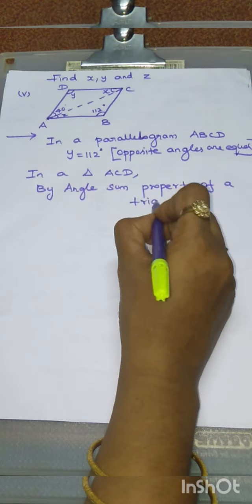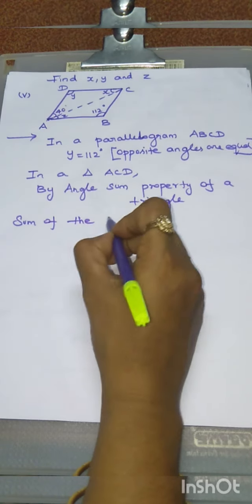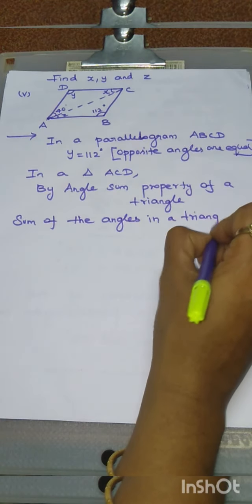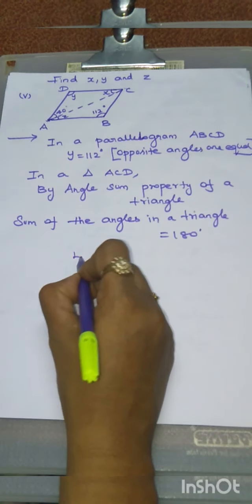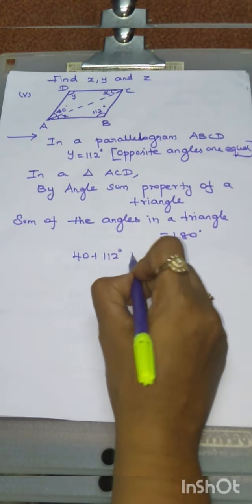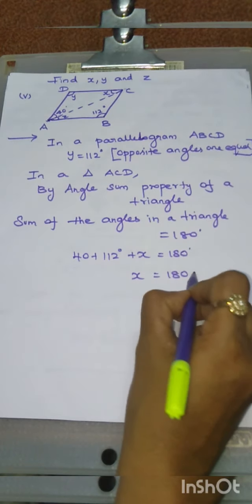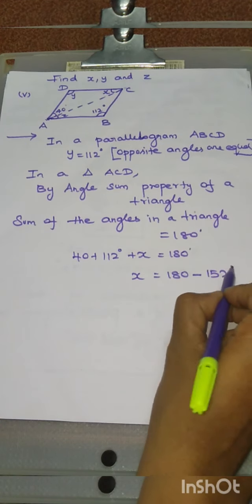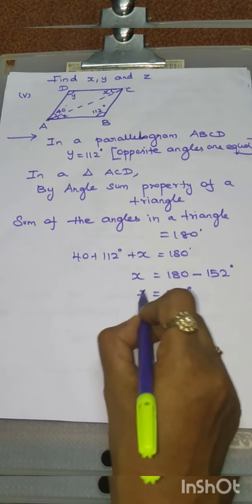What is that? Sum of the angles in a triangle is 180 degree. ACD means we have to take 40 plus, what about Y? That is 112. So 40 plus 112 plus X is equal to 180 degree. So X is equal to 180 minus 152. What is the answer? That is 28 degree. X is equal to 28.